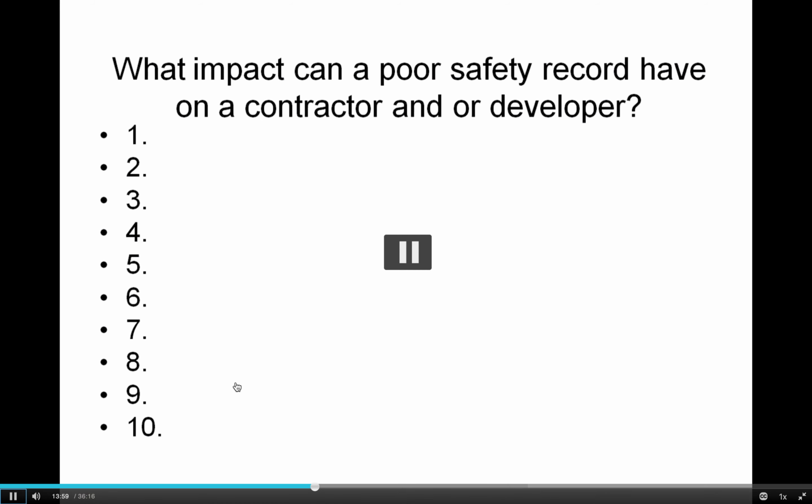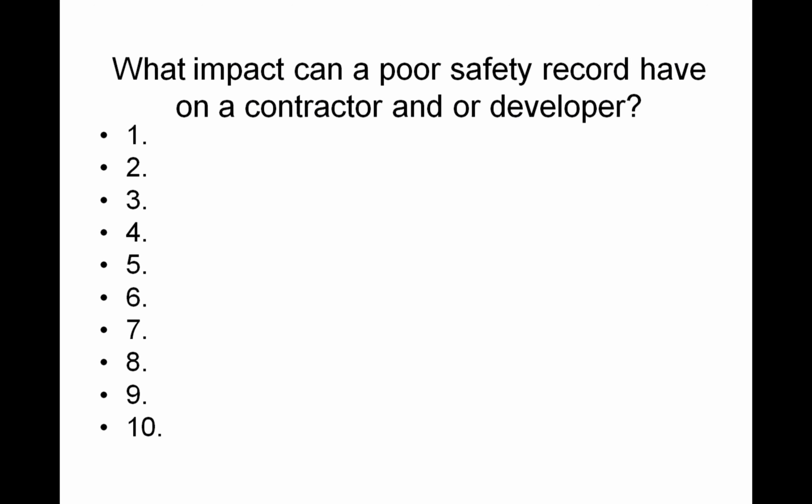Okay, so first off, I think what everybody will realize is that a poor safety record could have an effect on you getting your next job if you're a contractor or developer. Many clients, many owners have requirements in their contracts for you to submit your safety record. And that's usually done through a number called an EMR, an experience modification rate, which is your insurer's level of confidence in your safety capacity.